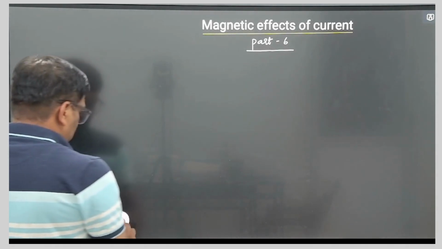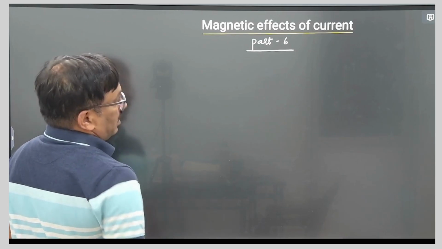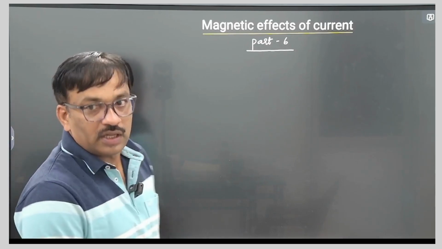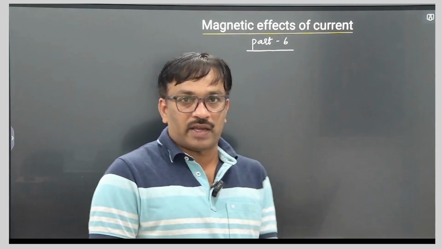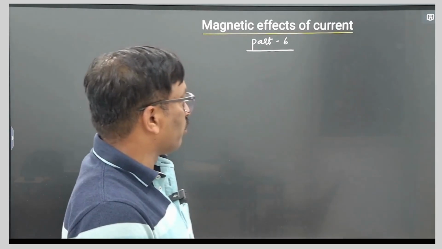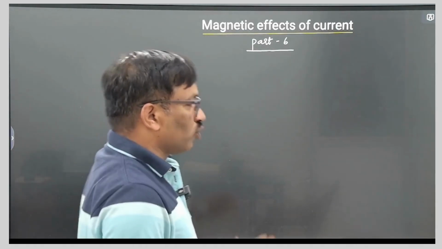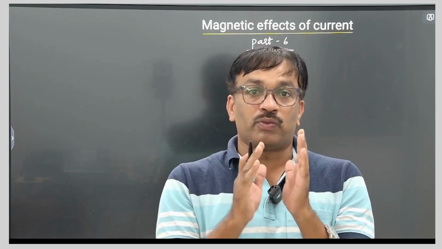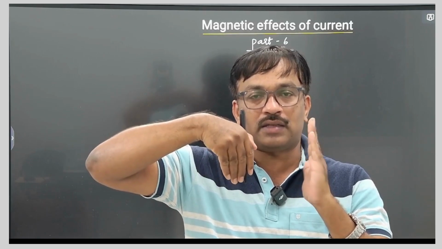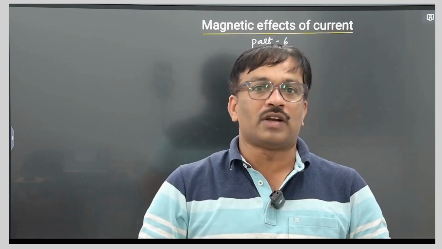In this part 6 we will discuss some more applications of the force between two current carrying conductors. Already in part 5 we discussed the force between two parallel current carrying conductors: they attract each other. Two anti-parallel current carrying conductors will repel each other. What is the force now?